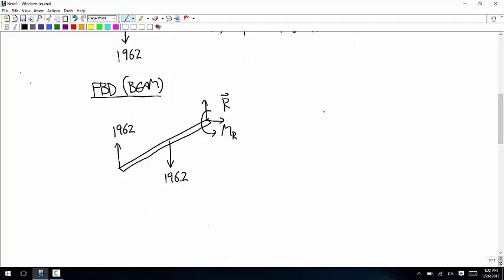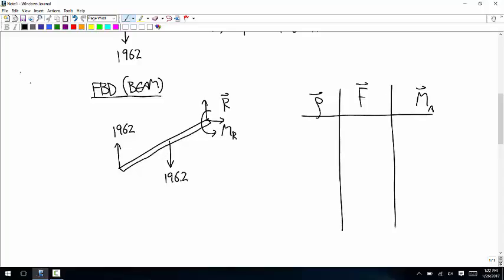Okay, so now I'm going to write out the table. We have to choose an about point. Let's choose it up here. I mentioned, I think, last time that a lot of times it simplifies the math a little bit if your about point is where you have the most unknown forces. It doesn't make a huge difference, but might as well do it.